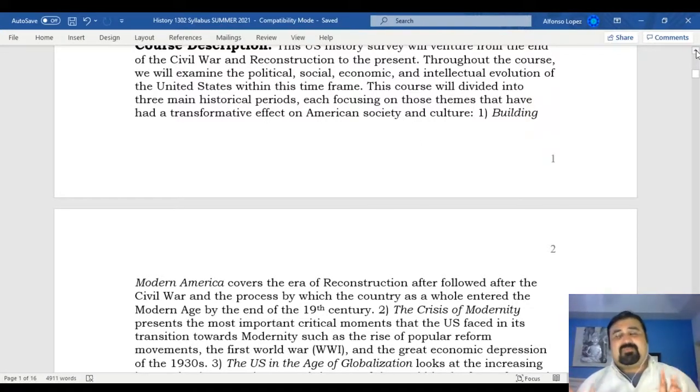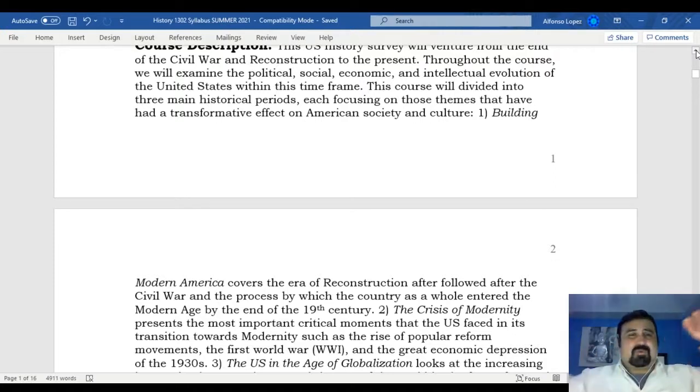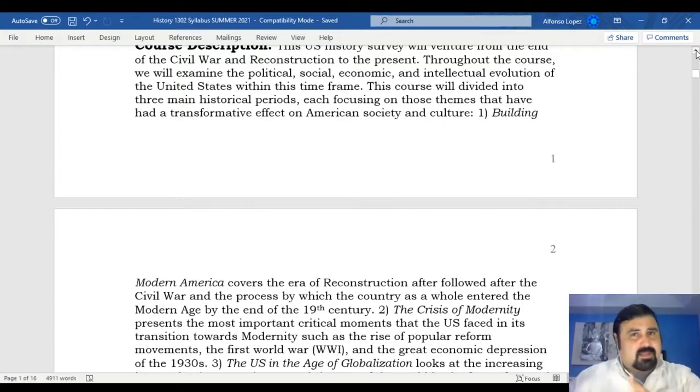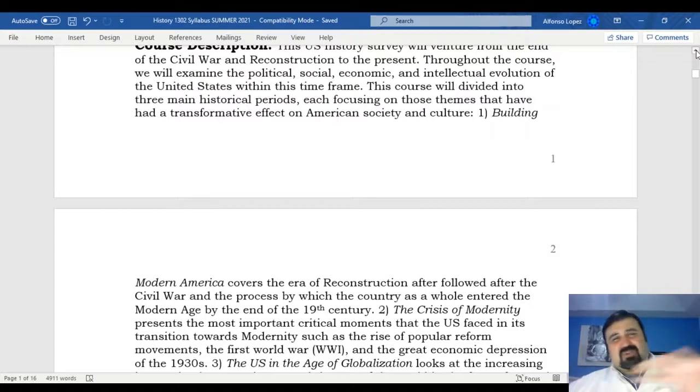So we're going to cover a whole range of different themes and topics as we move along since 1877, but the underlying theme, as you'll notice from lecture to lecture, is that we're looking at the United States now entering this era called modernity, or the age of modernization, and also the age of globalization. That is going to be the underlying theme across the semester, if you will.